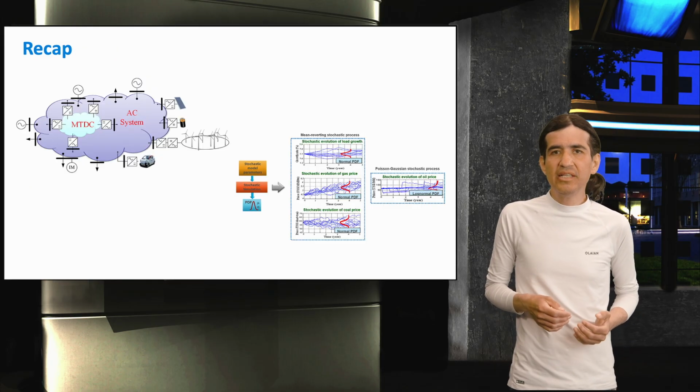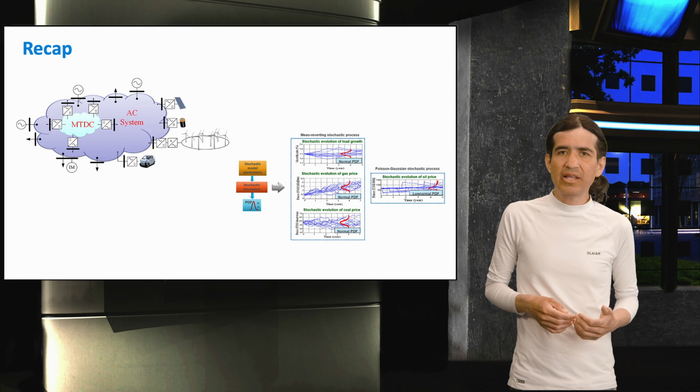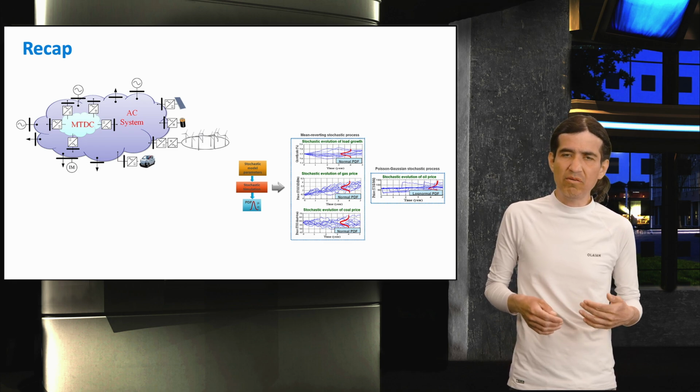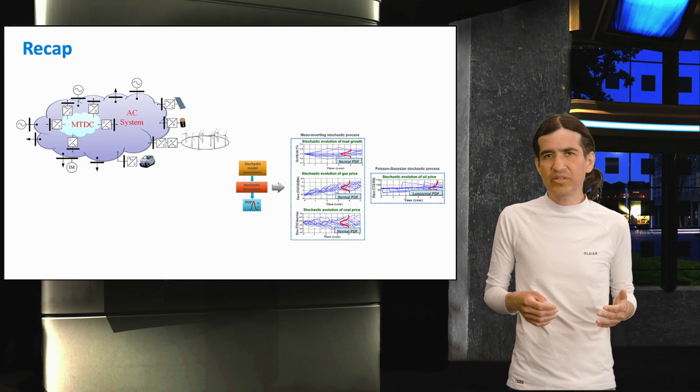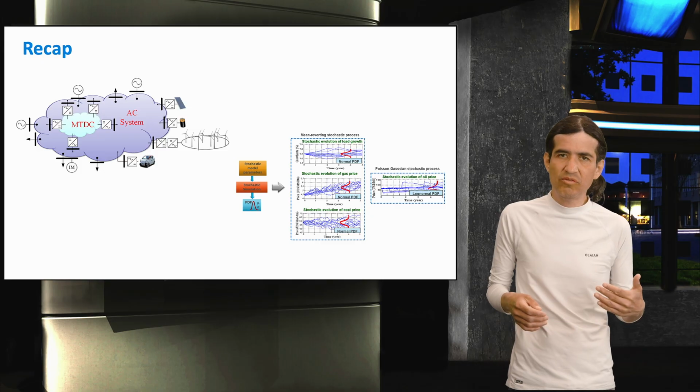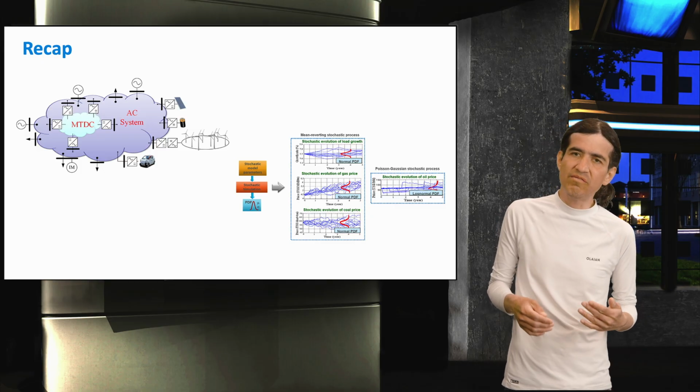To sum up, in this video, you have learned that uncertainties are a major challenge in studying the variable behavior of power systems, and that stochastic processes and probabilistic models are used to help characterizing the evolution trends of the parameters of interest.